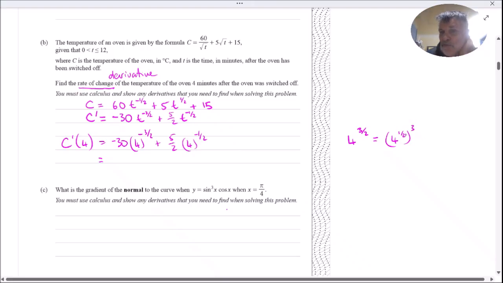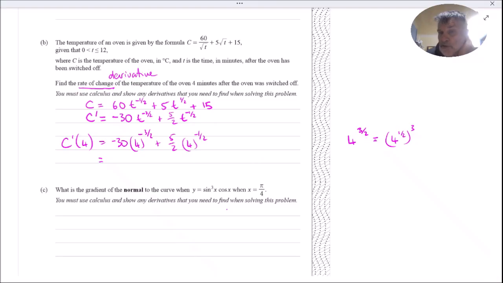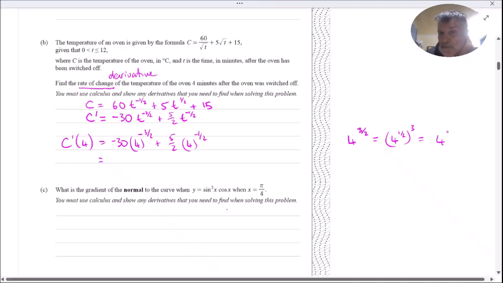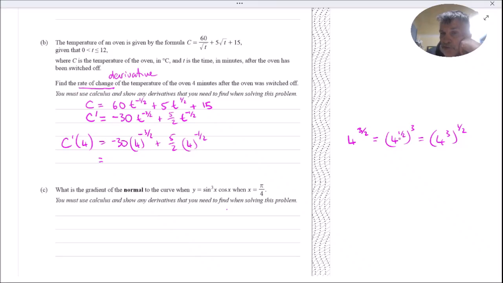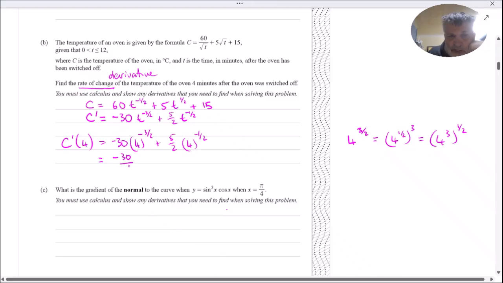A power of a power, you multiply these, so you can basically split this up. You could, if you wanted, split it up by doing the cubed first and then the half, which is the square root second. So this way, square root of 4 is 2, 2 cubed is 8. This way, 4 cubed is 64, square root of 64 is 8. Get the same 8. The negative means it's in the denominator, so we get here minus 30 over 8 plus 5 over 2.